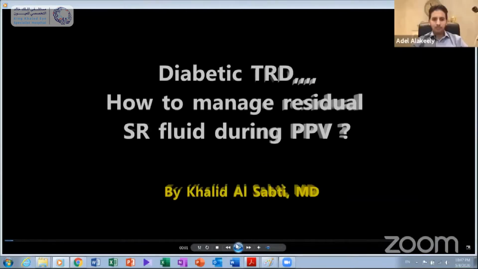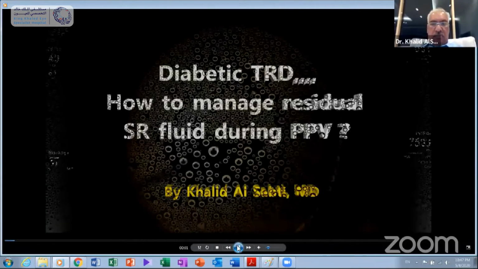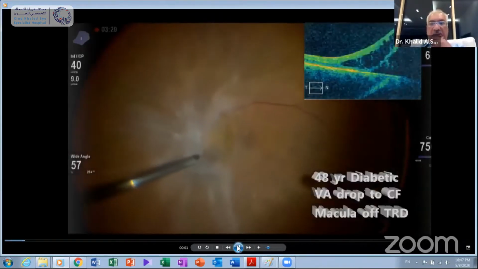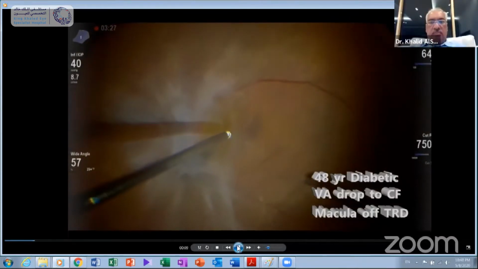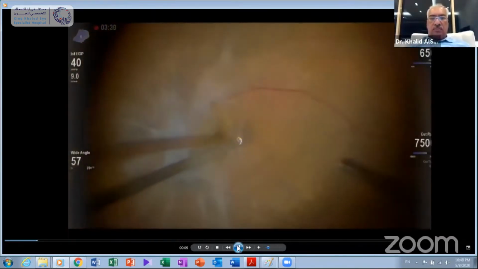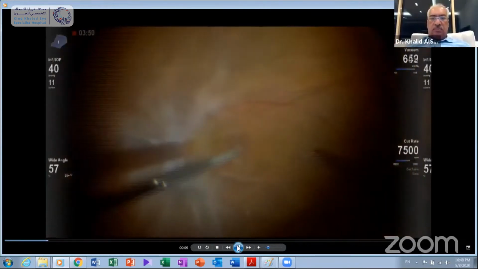Can you see? Yes. All right. Tractional retinal detachment with significant subretinal fluid. Can you see it? Yes. Diabetes over 30 years, presented with significant drop of vision in the past 3 months due to tractional retinal detachment.